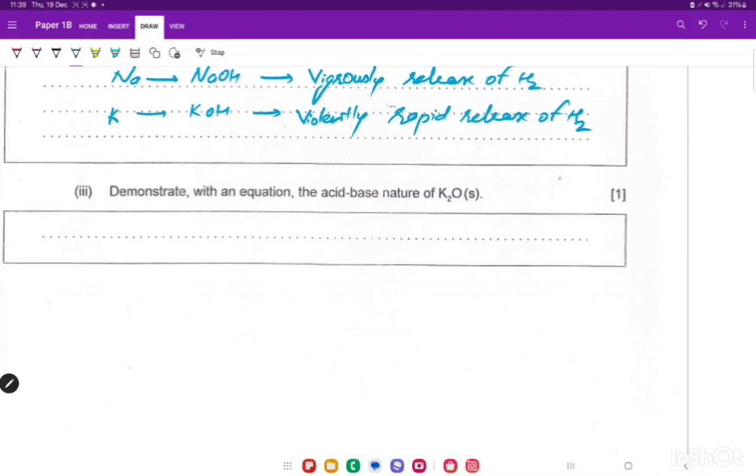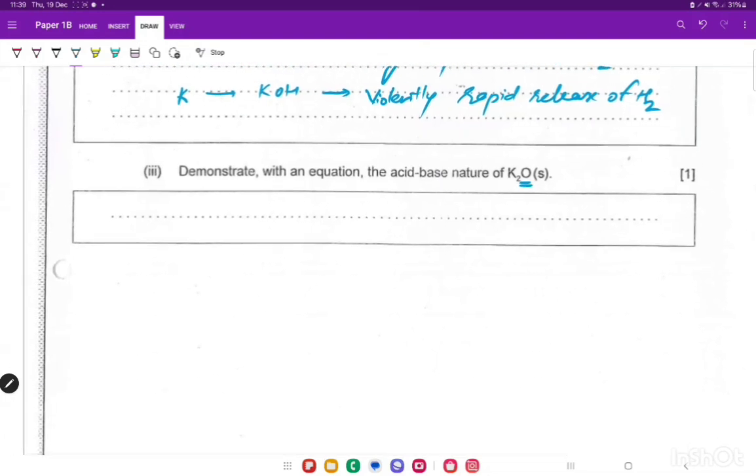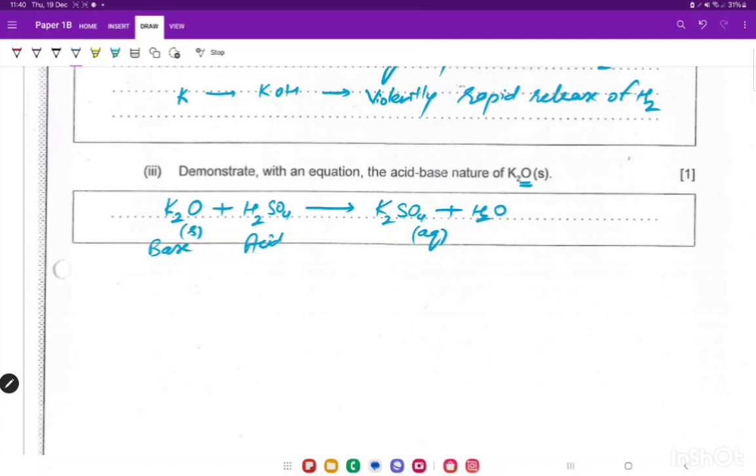Next is, demonstrate with an equation the acid-base nature of K2O. We know that K2O is basic in nature. The oxides of potassium are basic. So when I react K2O solid with H2SO4, which is an acid, here it will act as a base. What it will form? It will form K2SO4, which is a salt, plus water. K2SO4 will be aqueous, and water. If I balance it, the equation is with 2 hydrogen, and SO4, 1 oxygen balanced. This is a balanced equation.